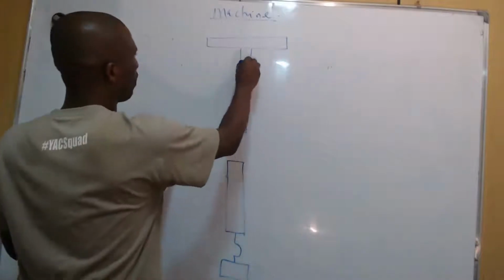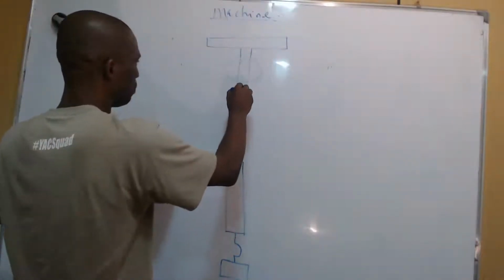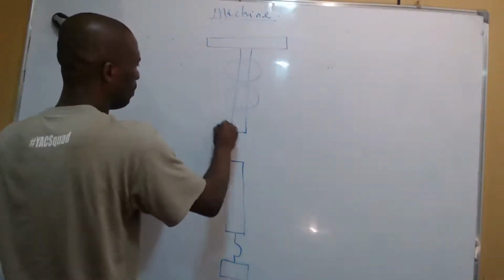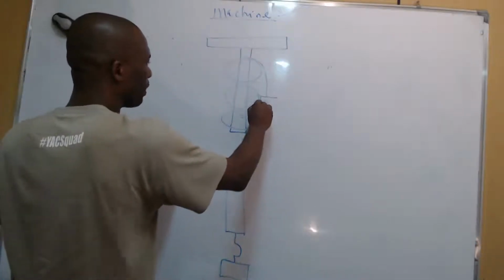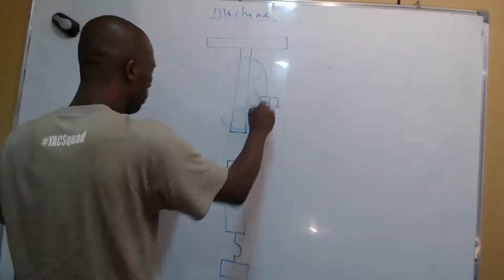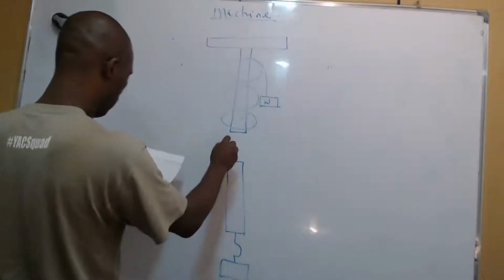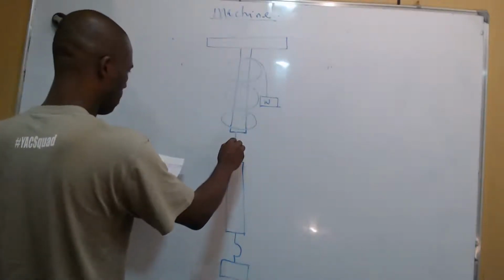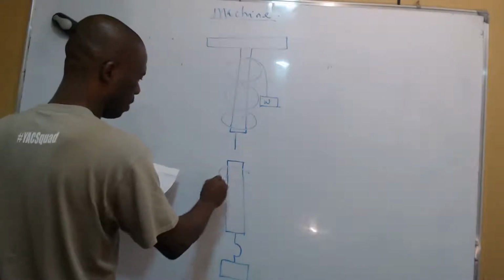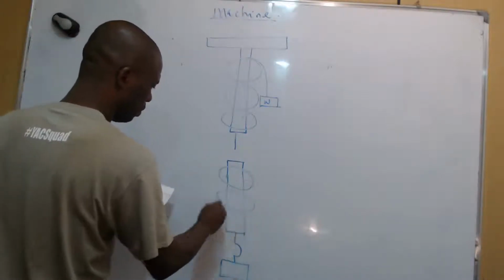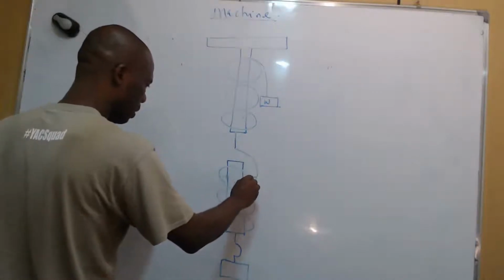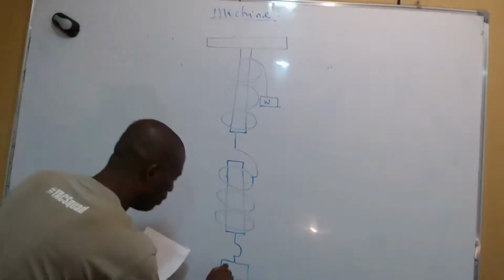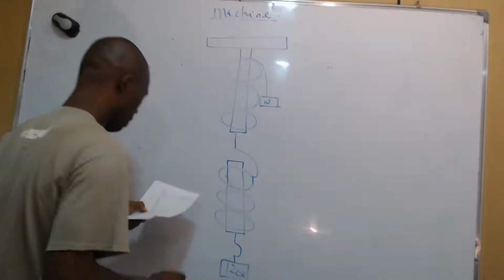Now, this is a block and tackle system. 1, 2, 3. Then we have a load attached to it, W. Then we have system 1, 2, 3. Hook around here. Then this load is 120 Newton.